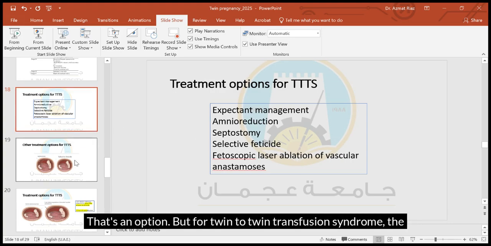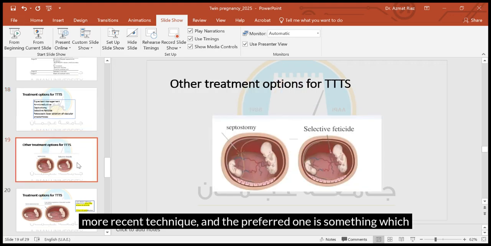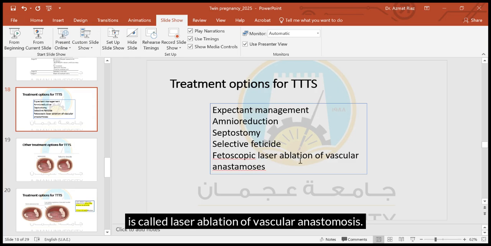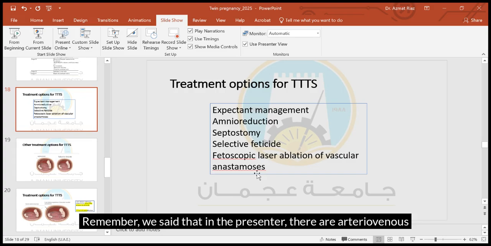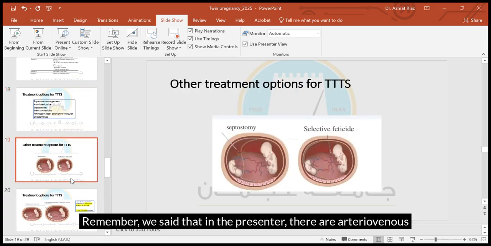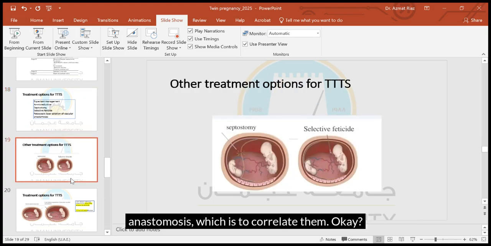Okay, that's an option. But for twin to twin transfusion syndrome, the more recent technique and the preferred one is fetoscopic laser ablation of vascular anastomosis. Remember, we said that in the placenta there are arteriovenous anastomoses, so just coagulate them. Because that's the main problem, right? It's because of the unidirectional blood flow.